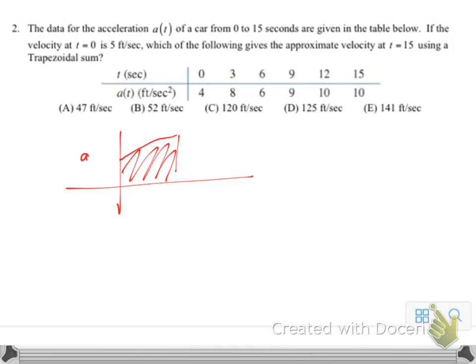So here it is. There's some area that we're calculating. Acceleration and time are the units in this graph. And I just threw in a rough graph. Nothing major.